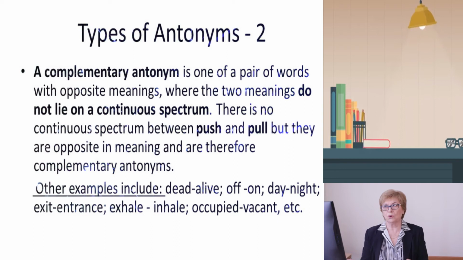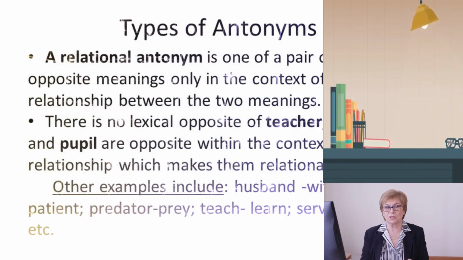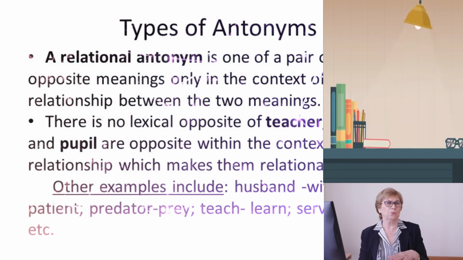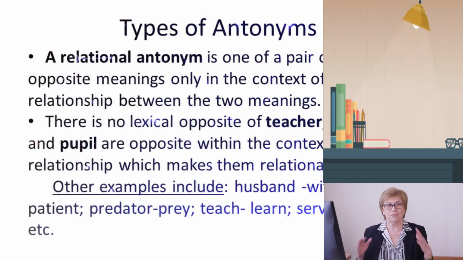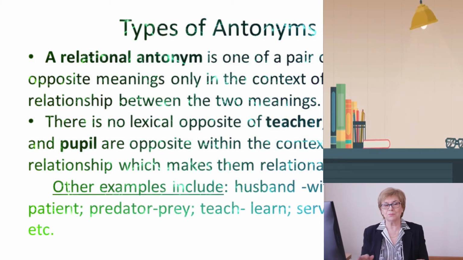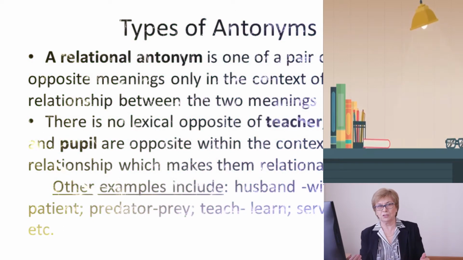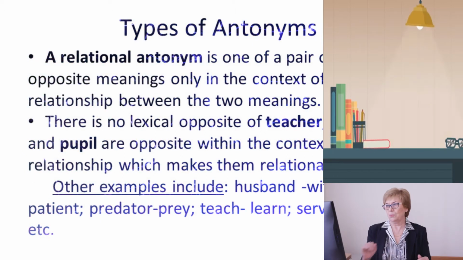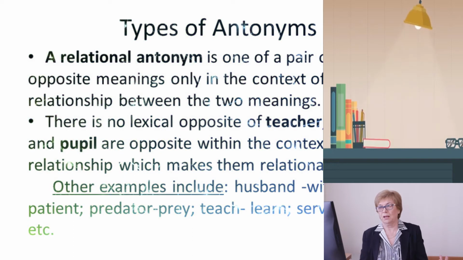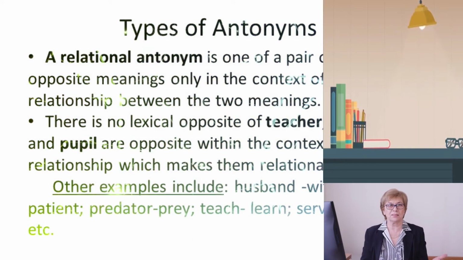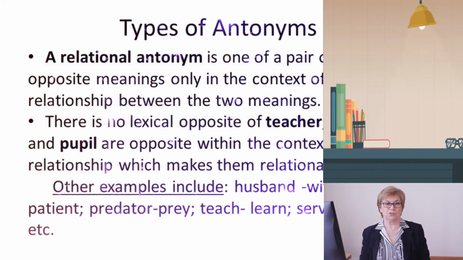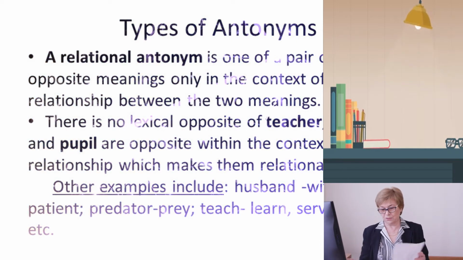Relational antonyms are words which describe relations. I mean, they are not really oppositional. Teacher and student or pupil, we are not in opposition. We are a very good team. But as relational antonyms, there is an opposition. So teacher and students, teacher and pupils, and husband, wife, doctor, patient, teach, learn, servant, master. You see, they are not really physical oppositions, but they are relational oppositions.